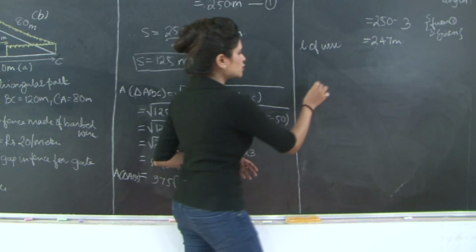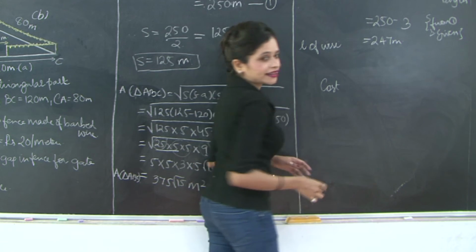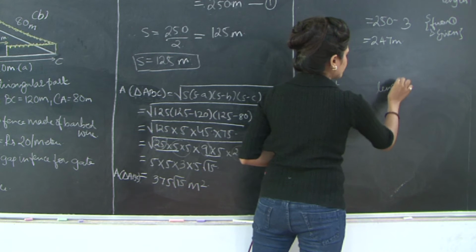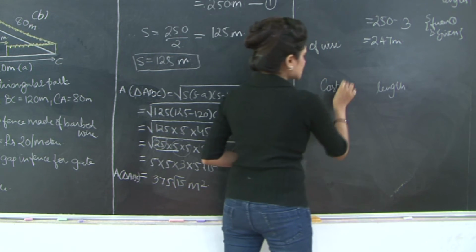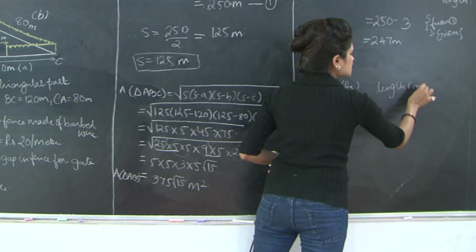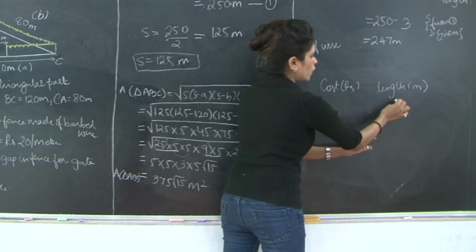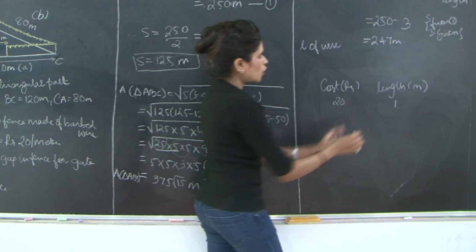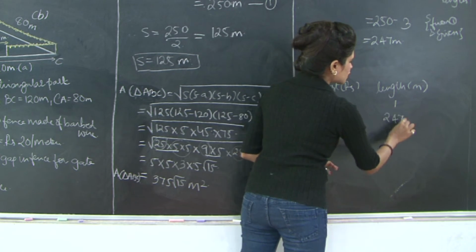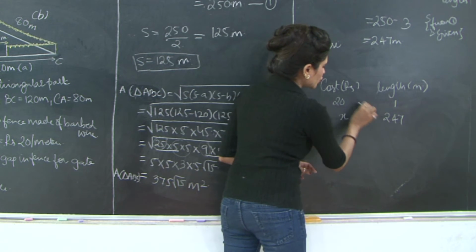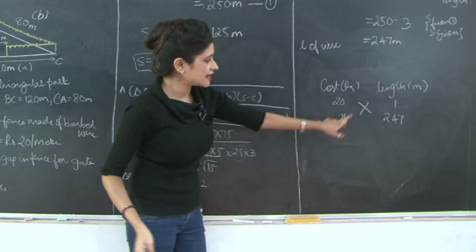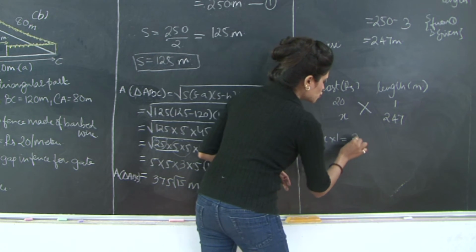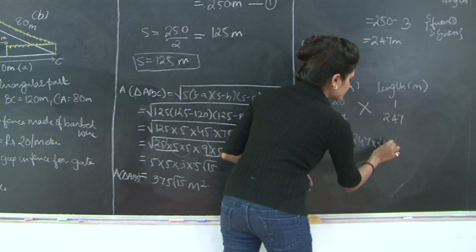So we are simply going to use the unitary method to find the cost of the fencing wire. So cost and length. The cost is in rupees and the length is in meters. So the cost of 1 meter of wire is how much? Rupees 20. So the cost of 247 meters of wire will be how much? We don't know, we have to find this out. So I put an x and I will cross multiply. Therefore x into 1 will be 247 into 20.